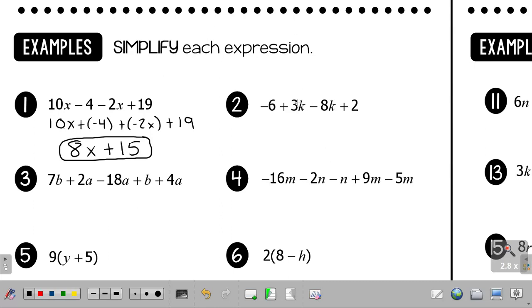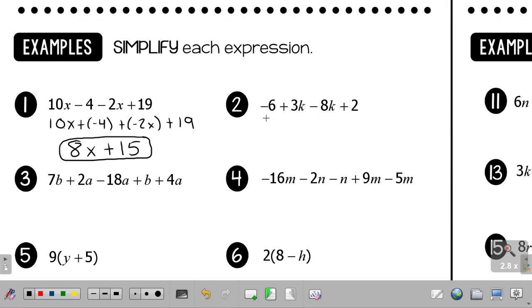Number 2, very similar here. We're going to just simplify this expression, okay? And once again, some of us might be able to say, okay, well, we got 3k minus 8k, so 3k plus negative 8k. That's going to be negative 5k minus, in this case, since we're going to have negative 6 plus 2, negative 4. So that's going to be negative 5k minus 4.